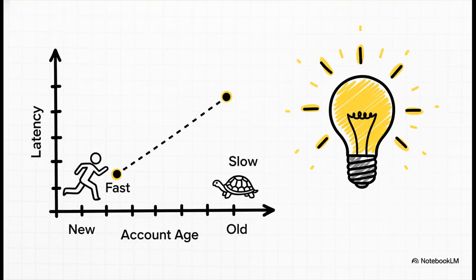And then, the breakthrough. Someone on the team had this brilliant idea. What if they checked to see if latency was related to how old a user's account was? And bingo, that was it. Brand new accounts were fast, old accounts were slow. The mystery suddenly had its first real solid clue.